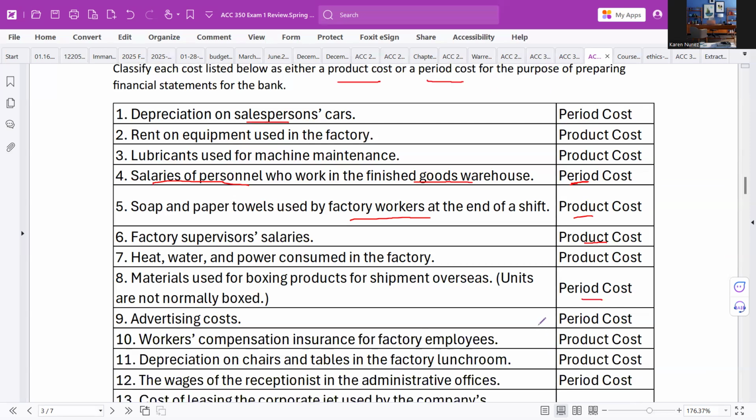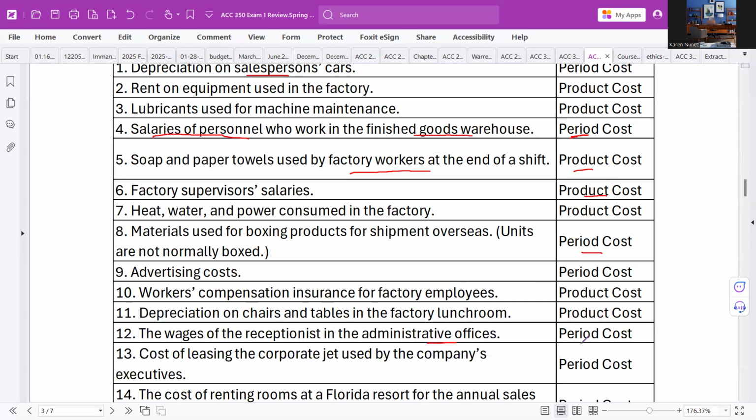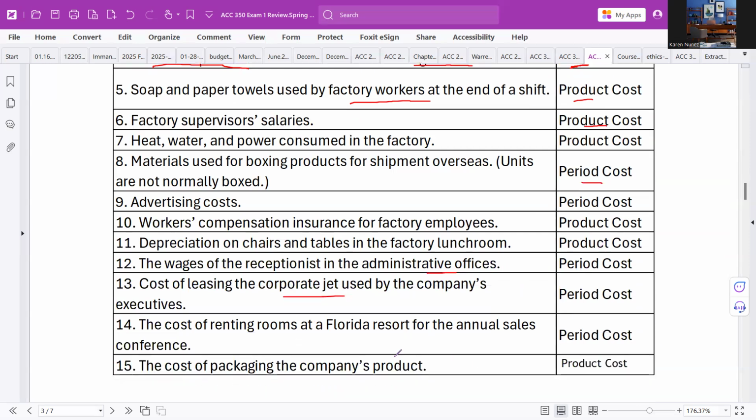Workers' compensation for those factory employees, well, the factory employees, product costs. Depreciation on tables and chairs used in the lunchroom, related to manufacturing indirectly, but related to manufacturing. It's a product cost. And the wages of the receptionist in the admin office is not related to manufacturing, period costs. And leasing corporate jets, that's a period cost. Cost of renting rooms at a resort for the sales conference, not related to manufacturing, period costs.